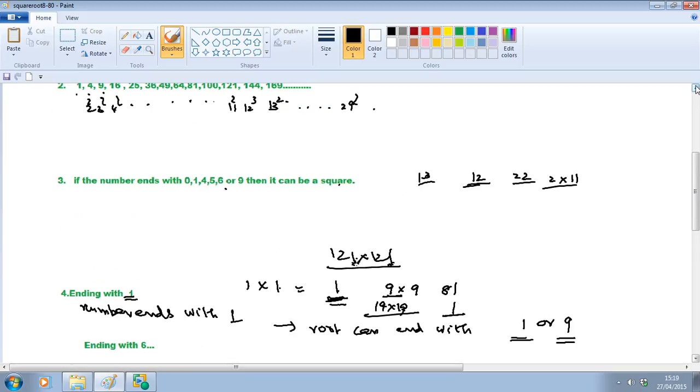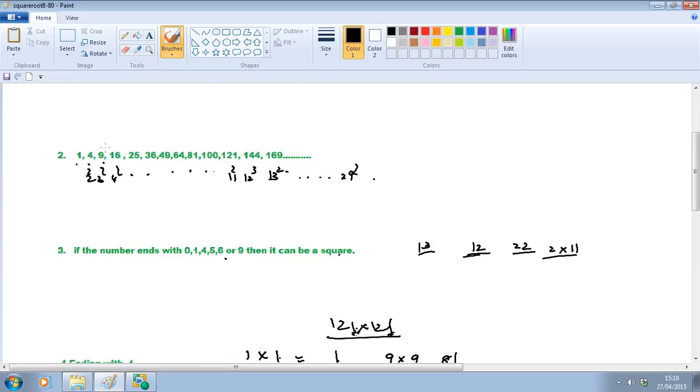Now you go back and try to observe here. 9, which ends with 1, 81. 121, 121 against 11, no problem.